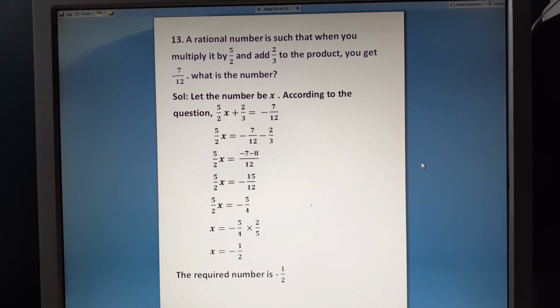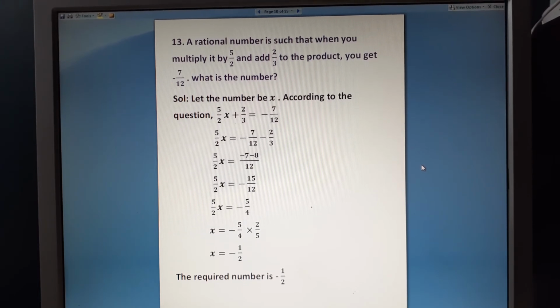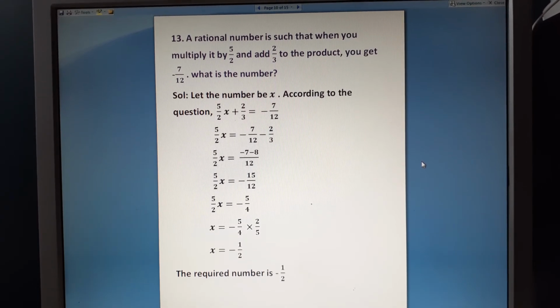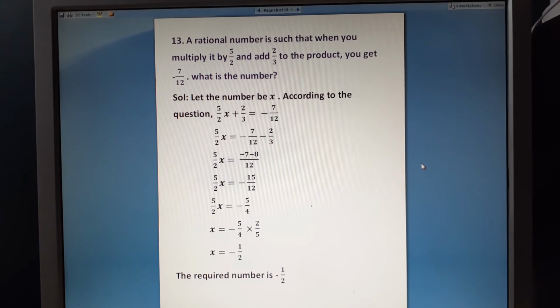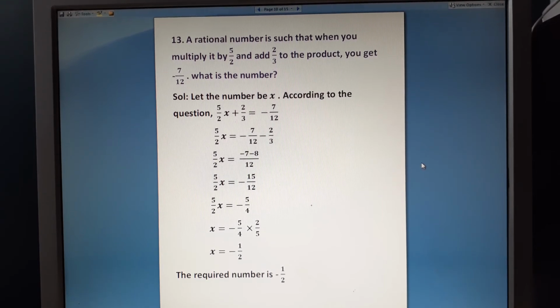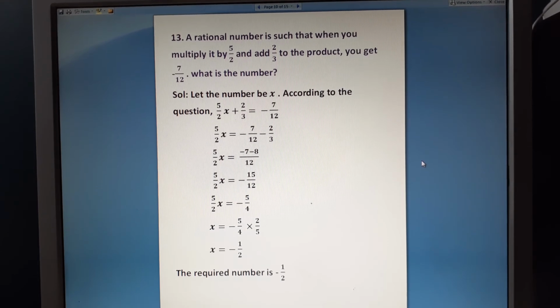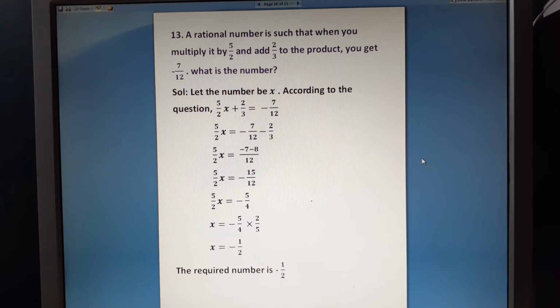7 divided by 12, because when you multiply it by 5 by 2 and add 2 by 3 to the product, you get minus 7 by 12. So 5 divided by 2 into x is equal to minus 7 divided by 12 minus 2 by 3. Left hand side 2 divided by 3 comes to this side. It's changed into minus 2 divided by 3. 5 divided by 2 into x is equal to, taking LCM, minus 7 minus 8 whole divided by 12.